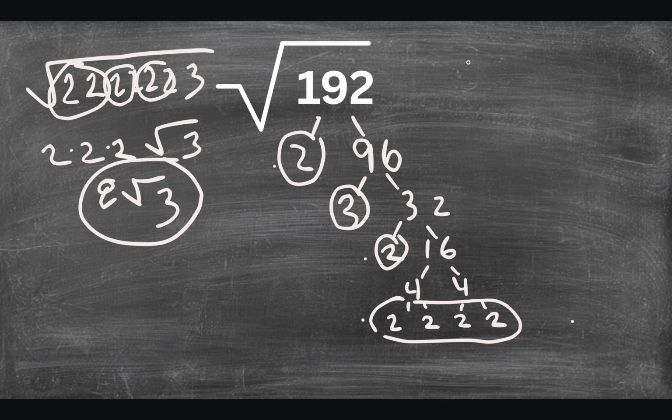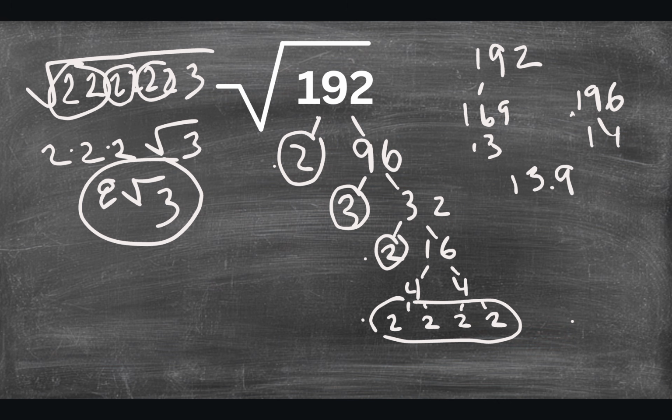If you would like to estimate the decimal, then you can just do this. We have 192. I know 13 squared is 169, so that's 13. And 14 squared is 196. This is 14, okay? So 192 is really close, so I would just estimate it's got to be something like 13.9, okay? And if you put it in the calculator, that's a pretty good estimation.